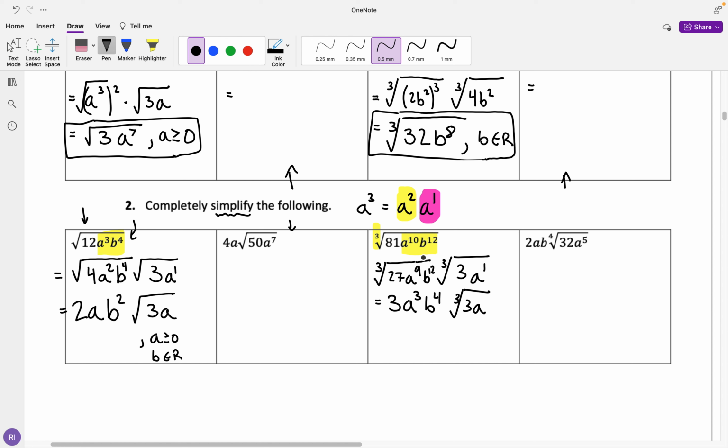This one's kind of interesting. The variables a to the 10, b to the 12. So it doesn't matter what a or b are because it'll always be positive. And it wouldn't matter anyways because the root index is a cube root and you can have negatives inside regardless. So a is an element of the reals, b is an element of the reals.